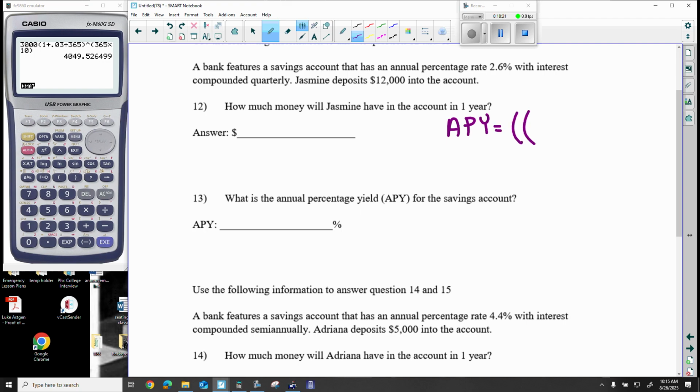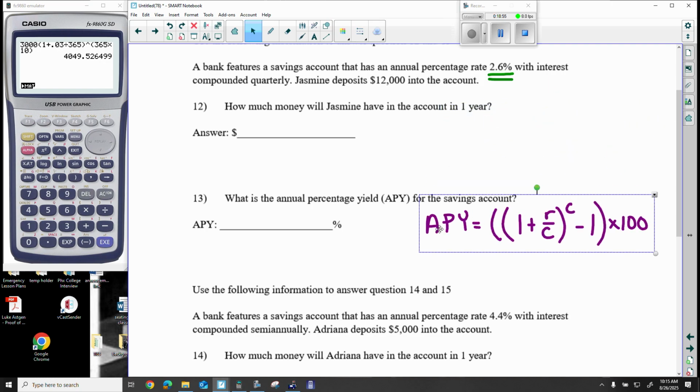And that's going to be 1 double open parentheses, 1 over C, just to the C, not to the CT, minus 1 times 100. And this answer is going to be a percentage, and it's going to be closely related to the original. So this answer, when they ask for APY, and I guess technically number 13, your answer is going to be really close to 2.6%, the original percentage, right? But we'll see that when we get there, all right? So this is what APY is.